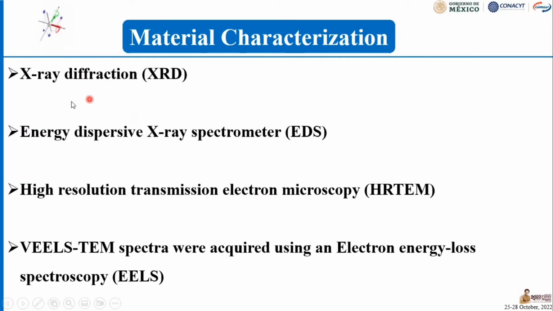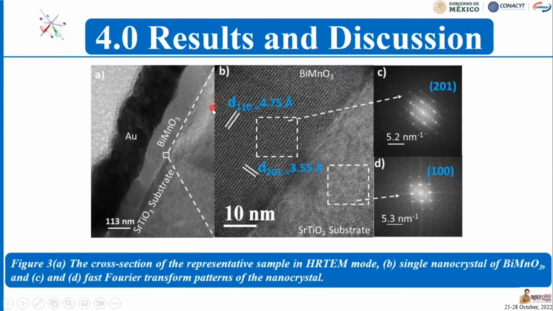Material characterization, these are the different techniques used. Results and discussion. The high-resolution transmission electron microscopy technique was required to complement the structural characteristics and the integrity of the interface of bismuth manganese oxide at nanometer resolution. Here is the representative sample of the cross-section of the film.